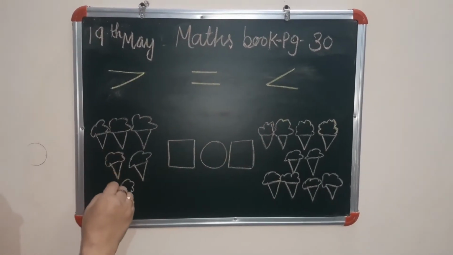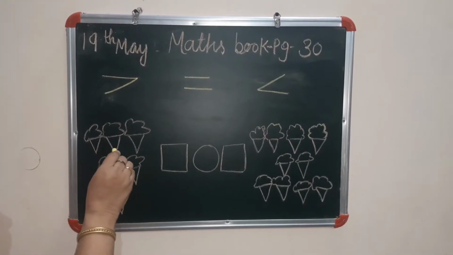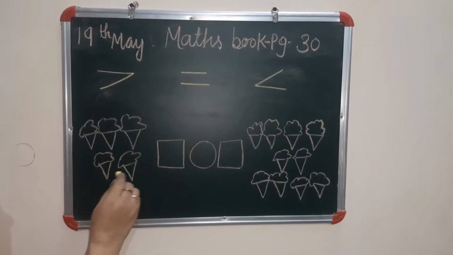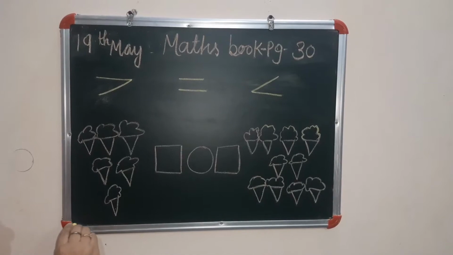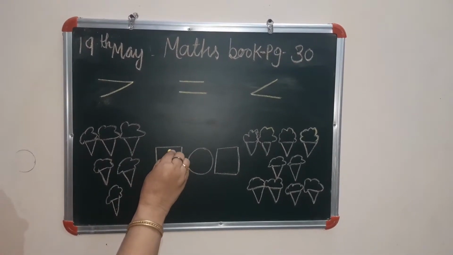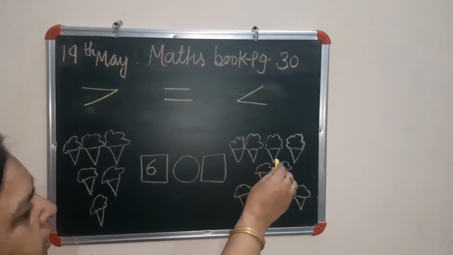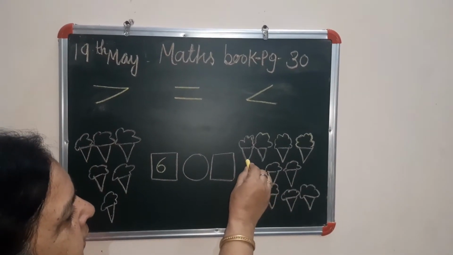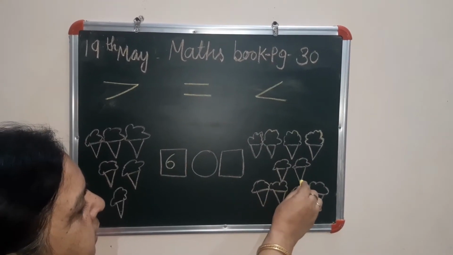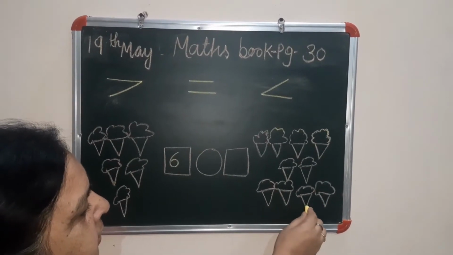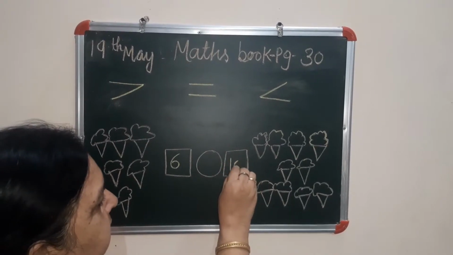So first of all, we will count these ice creams. 1, 2, 3, 4, 5, 6. These are 6 ice creams. So we will write here 6. Now we will count these ice creams. 1, 2, 3, 4, 5, 6, 7, 8, 9, 10. So we will write 10 in this box.